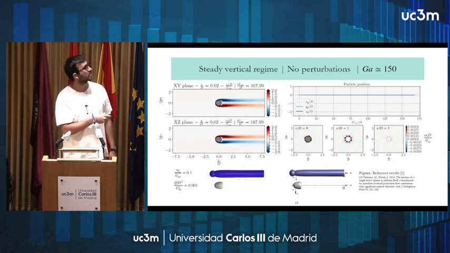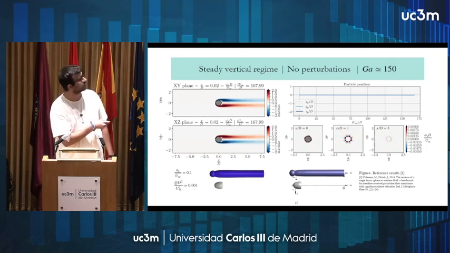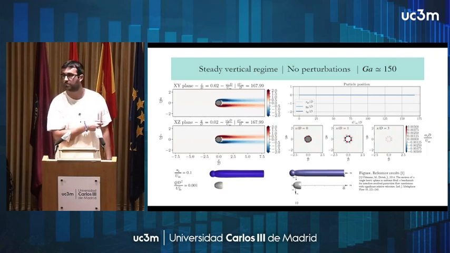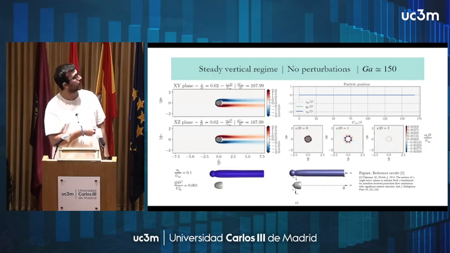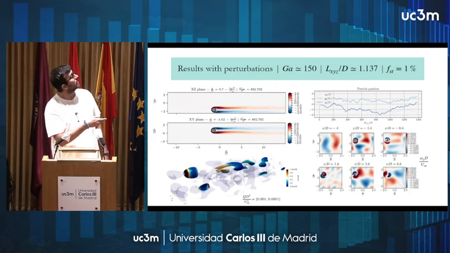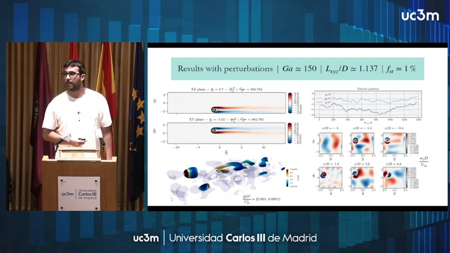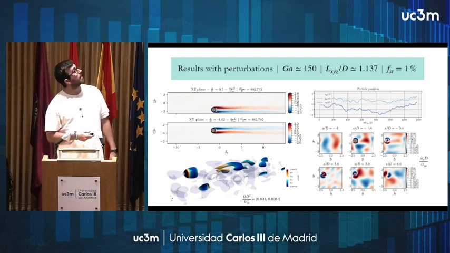We are also showing here some three-dimensional isosurfaces of streamwise velocity and Q criterion to see the vortical structures. And we are able to see how they resemble very well the ones that we have from the literature, which are those ones. Now here, I'm showing one of the cases of free stream perturbations.